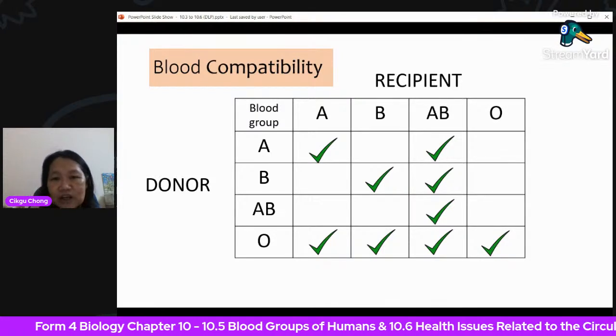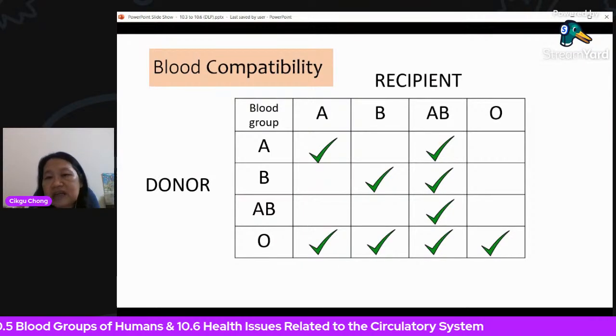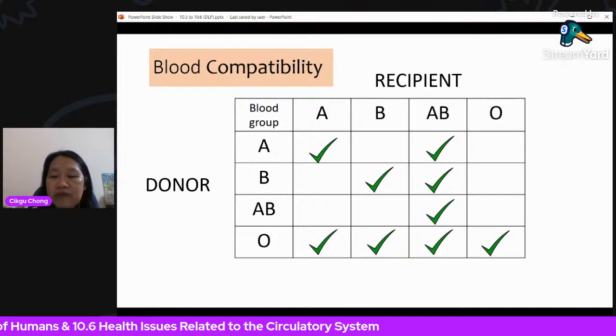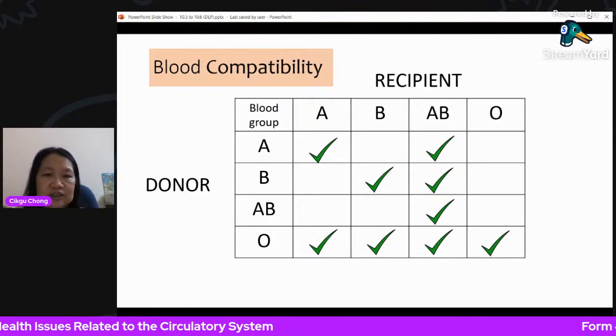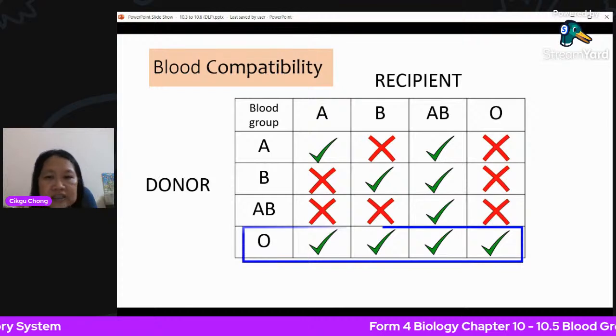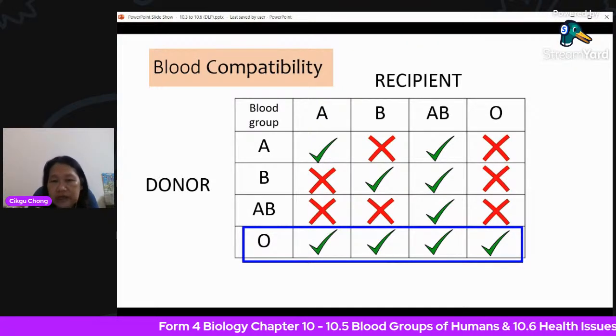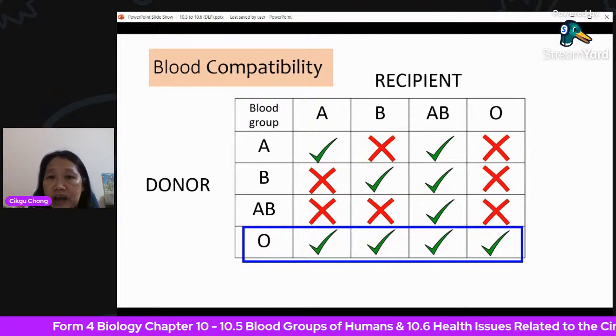So this one you fill up first diagonally, then horizontally, then vertically, and then the rest you can put crosses. So you fill up all the ticks. The rest, definitely no need to think, it's all crosses. So you will see now there's one row, the O here, is able to be given to everybody.